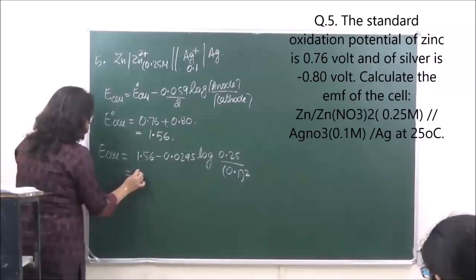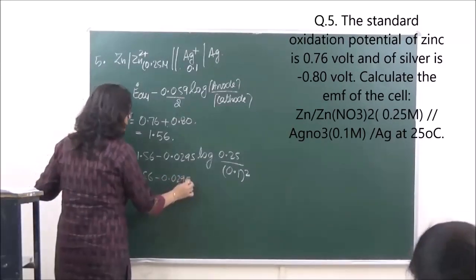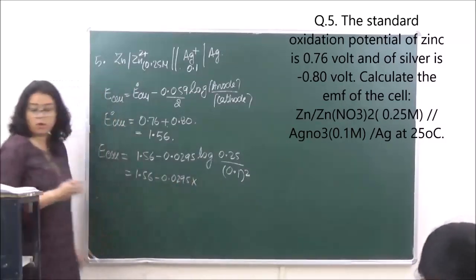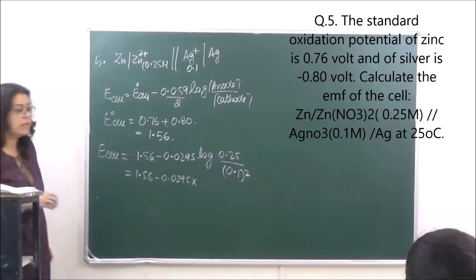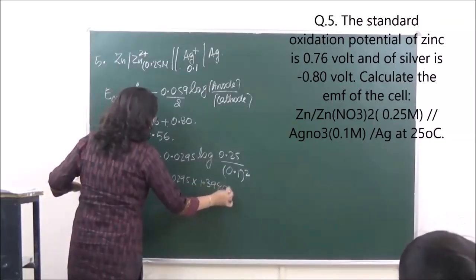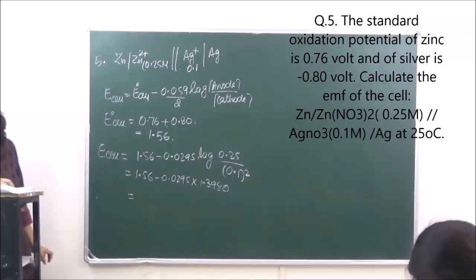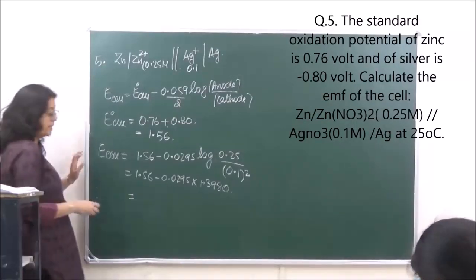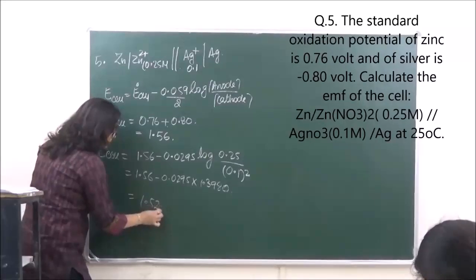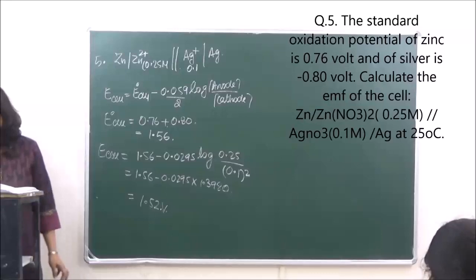Let's put the value over here now. We have 1.56 minus 0.0295 into what was the value of log coming? 1.3980. So when we calculate E cell over here, it is coming to 1.52 volts approximately. Okay?